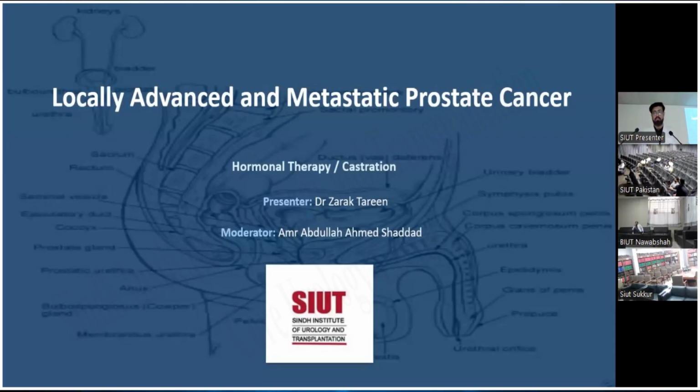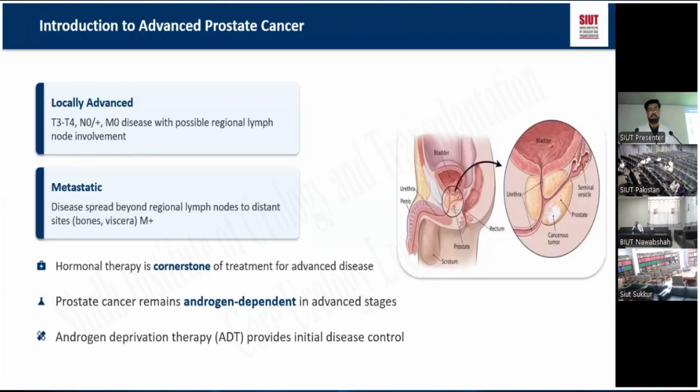That's T3a and b, and T4, when it invades adjacent structures, or also if there is N positive, lymph node positive. So, as it said, T3, T4, nodes may or may not be positive, and no metastasis is locally advanced, and metastatic is spread beyond the regional lymph nodes to the distant sites that may be bones or viscera.